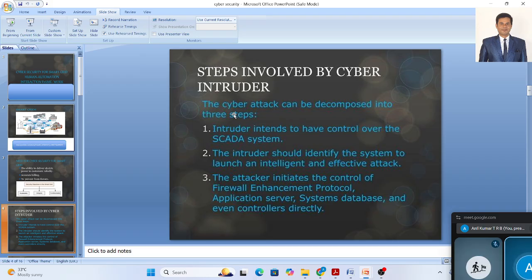ಪವರ್ ಫೇಲ್ಯೂರ್ ಆಗಿದೆ, ಸಿಸ್ಟಮ್ ಕೊಲ್ಯಾಪ್ಸ್ ಆಗಿದೆ, and the entire power system is under the control of hackers. ಯಾವ ಥರ ಆಯಿತು? What is the reason behind that? You can see the hackers initiate the control of the firewall, enhancement of the protocols, application server, system database, and even the controller directly. So they are controlling the entire applications of the server. ಎಂಟೈರ್ ಅಪ್ಲಿಕೇಶನ್ ಸರ್ವರ್ ಏನು ಮಾಡ್ತಾರೆ, ಅವ್ರ ಡ್ಯಾಶ್ಬೋರ್ಡಲ್ಲಿ ಕಂಟ್ರೋಲ್ ತೊಗೊಂಡ್ಬಿಡ್ತಾರೆ.